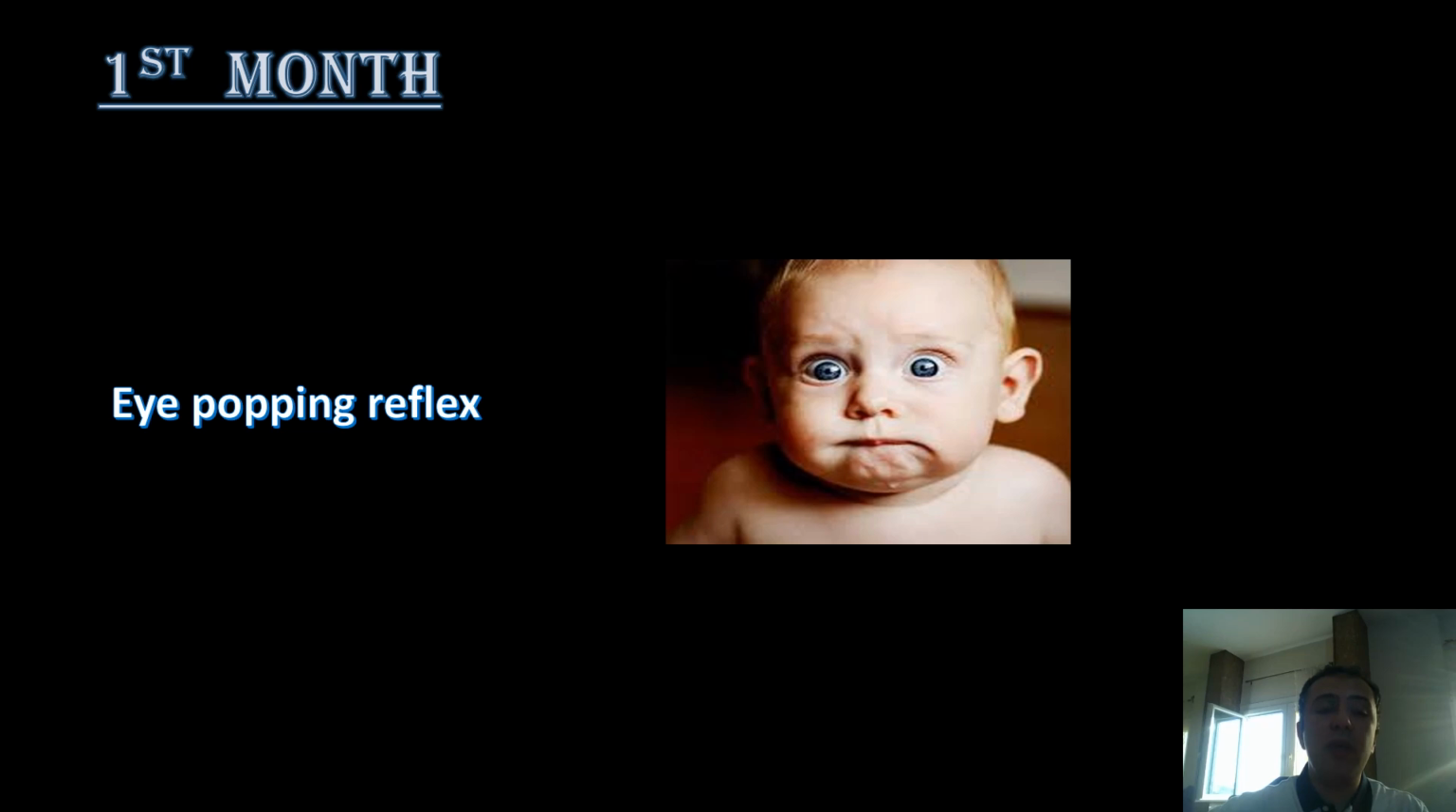This is the dazzling reflex. One more test is very important. It's called eye popping sign or eye popping reflex. If we are in an illuminated room and illumination around is very nice, then we close all lights. So the child will find himself in a dark room. So he will start popping of his eyes. He will suddenly open his eyes or retract his eyelids. This is a very important sign to detect in a child in a dark room. It's called eye popping reflex.